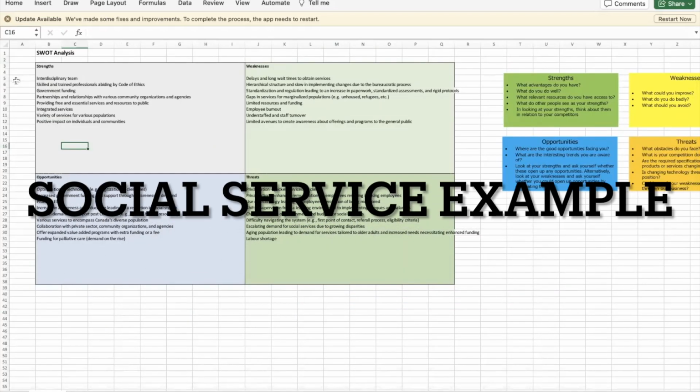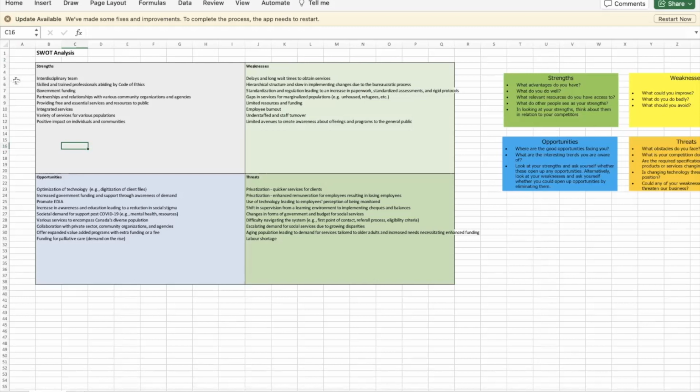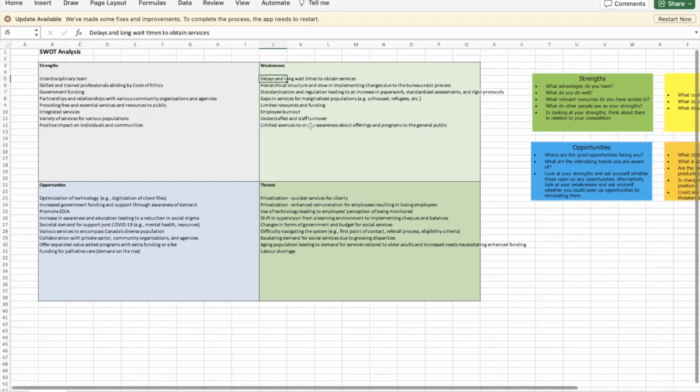Some of the strengths include interdisciplinary team, skilled and trained professionals abiding by code of ethics, and government funding. In the weaknesses, you have delays and long wait times to obtain services, hierarchical structures, and slow in implementing changes due to the bureaucratic system, and standardization and regulation, leading to an increase in paperwork, standardized assessments, and rigid protocols.